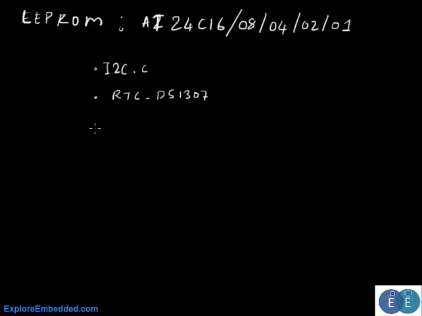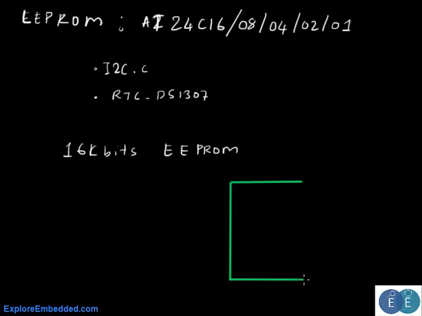Now the 16 in the IC number stands for 16 kilobits of EEPROM. It's not kilobytes, it's just 16 kilobits of EEPROM. Alright, so if I could draw the memory structure, these 16 kilobits are arranged in chunks of 8 bits. So each location in the memory is 8 bits.